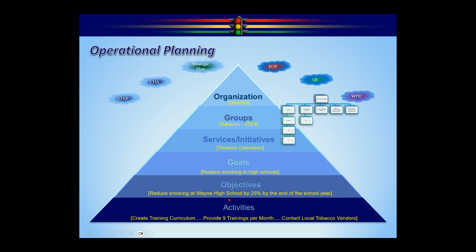There's a couple of activities that folks have put in there, but you can have it at the objective level, and that's fine as long as you have an objective that you can say, we're done or we're not done with it. But if you have an objective that says we have to go through a set of steps to get to the objective, it makes sense to put activities in there, but not a requirement by any means. So if you want to be able to track your progress towards the objective, you might put a set of activities like we did here: create training curriculum, provide 9 training sessions a month, contact local tobacco vendors. We believe that is going to get us to this 25% reduction. So that's what the activities are about.